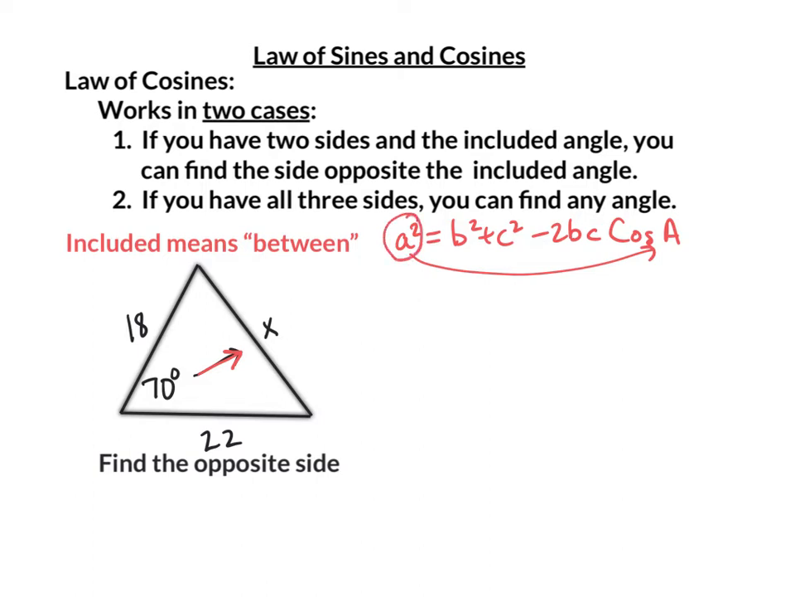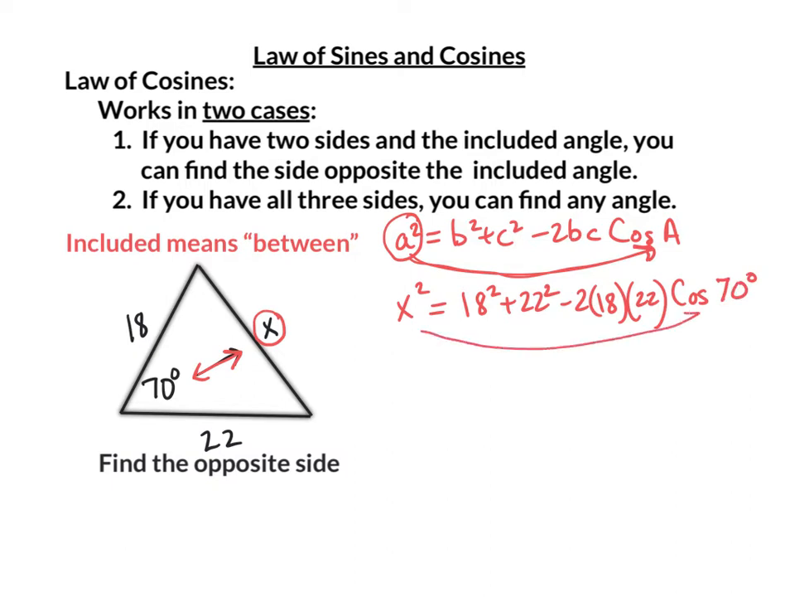Because notice how, look here, I'm going to find x. Opposite what we start with has to be the angle. And x is opposite the 70, so it'll be cosine 70. So start with the x. It'll be x squared equals, and then the other two sides, 18 squared plus 22 squared, minus 2 times 18 times 22 times the cosine of 70 degrees. Observe how x and 70 are opposite each other.